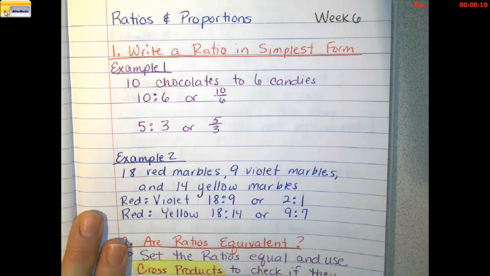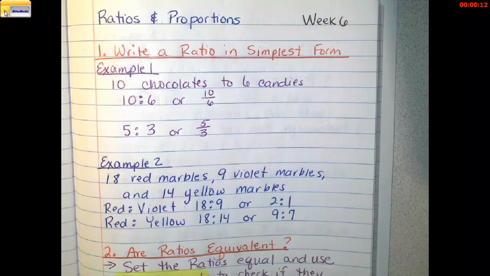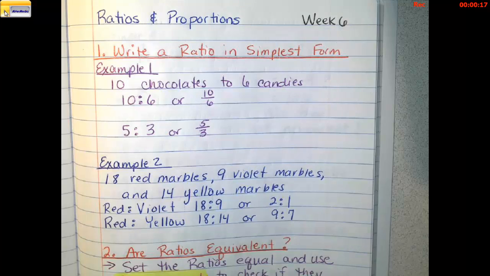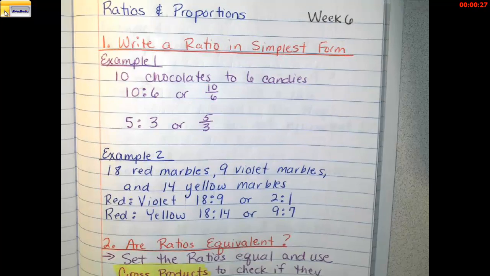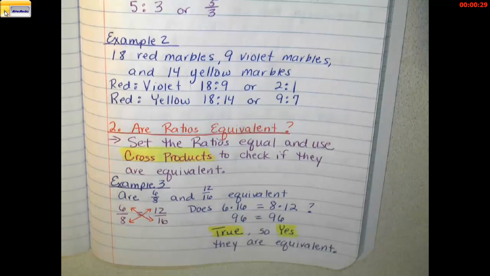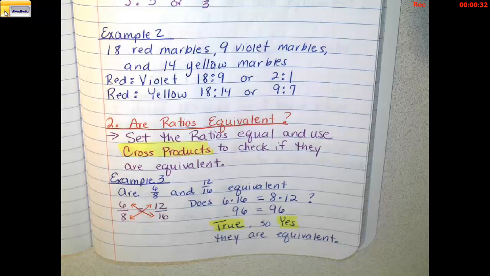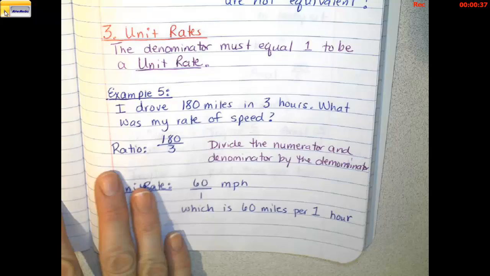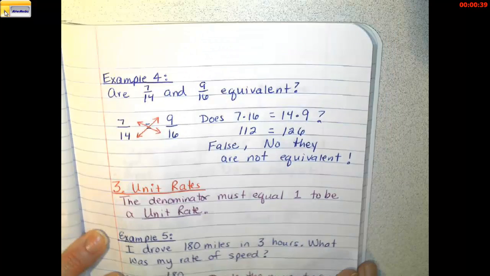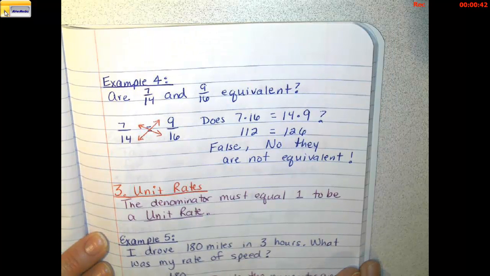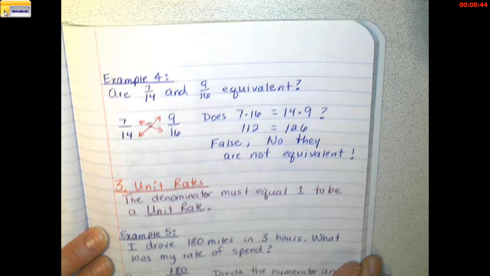For week 6, you should have notes on the 4 topics that we've discussed. The first was writing a ratio in simplest form. If you need a moment to catch up on these notes, please pause the video and write down these examples. The second skill was determining if ratios are equivalent. This is where we looked at example 3. We also discussed example 4, and then we moved on to unit rates.